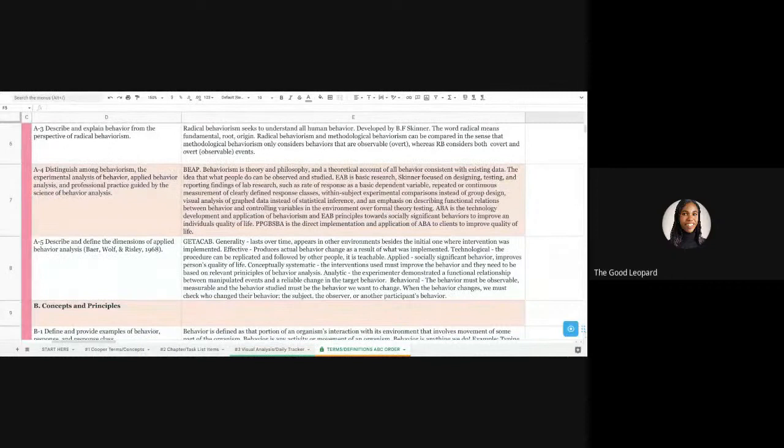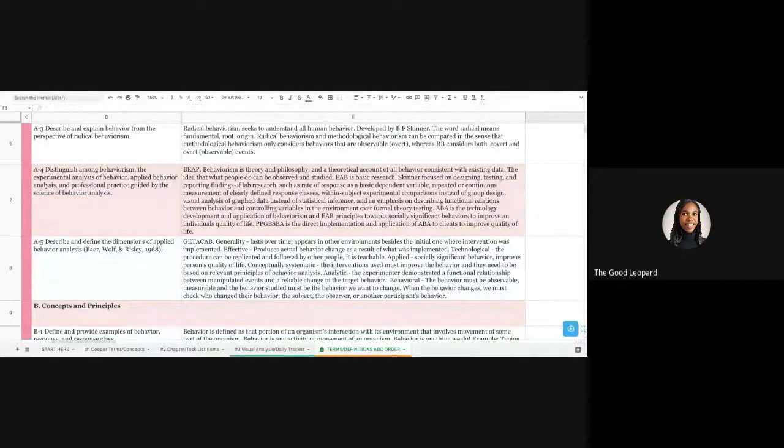For the ABA domain, it's more so focused around the technology development, given we're using the application of behaviors in the EAB. Whereas professional practice is when you're actually doing it, like you're delivering the service. And a lot of times it's going to be the RBT, but sometimes it's going to be us.